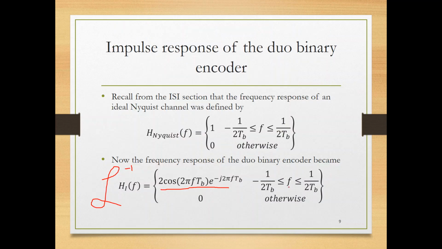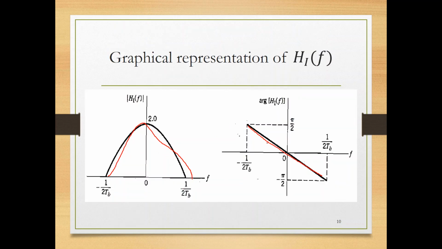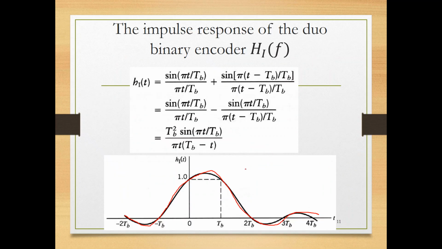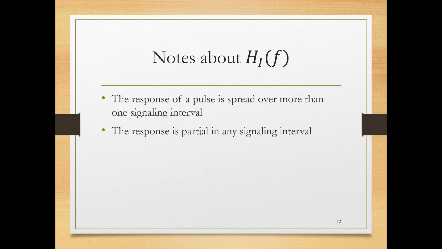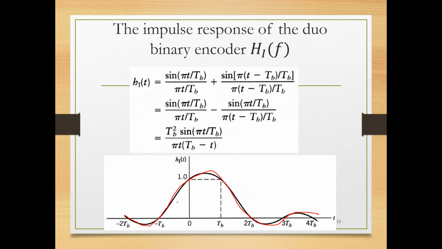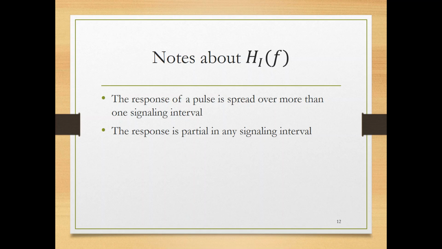What's the shape of this pulse in the frequency domain? It's this. And this is its phase. So clearly, there is something that you can say about this now. What's that thing? The response of a pulse is spread over more than one signaling interval. As you can see, previously, when we studied intersymbol interference and Nyquist pulses, we said that the pulse has around Tb duration. But now, it has more than one Tb duration. It has almost how many Tb duration? 3. So this is the first observation.